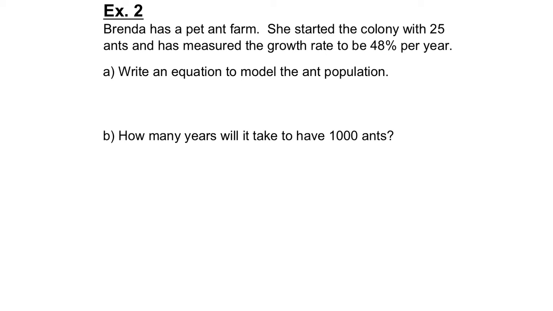So I'm going to use the variable p to represent population. My starting population is 25. We're starting with 25 ants. Now every year it grows by 48%. So we're going to say the growth rate is 1.48. And then my independent variable, I'll just leave it as an x just for simplicity. That represents the number of years. So it's always the same format: initial value, growth or decay rate, independent variable.